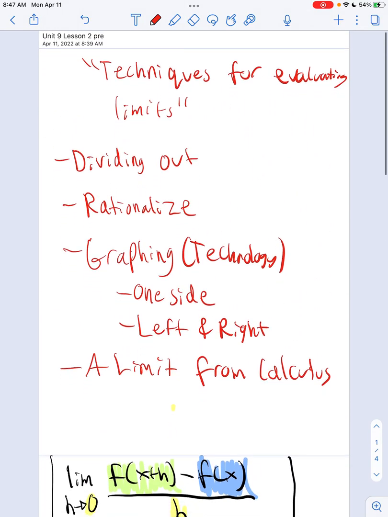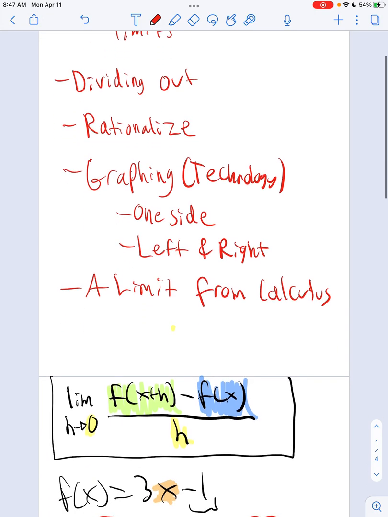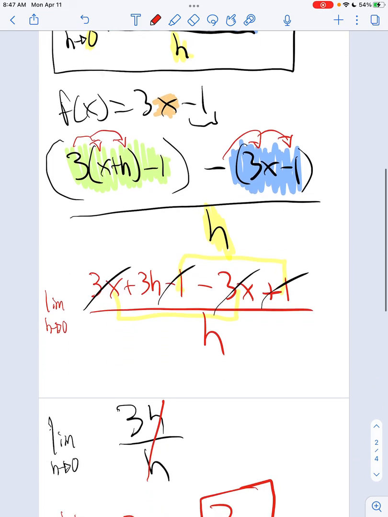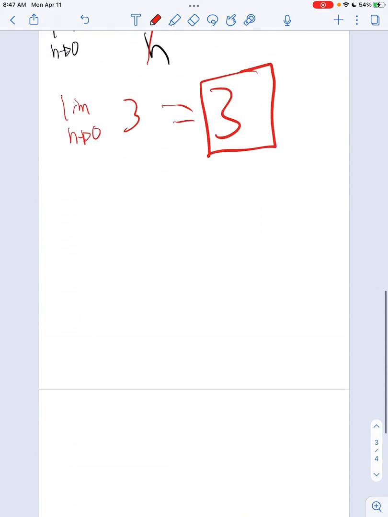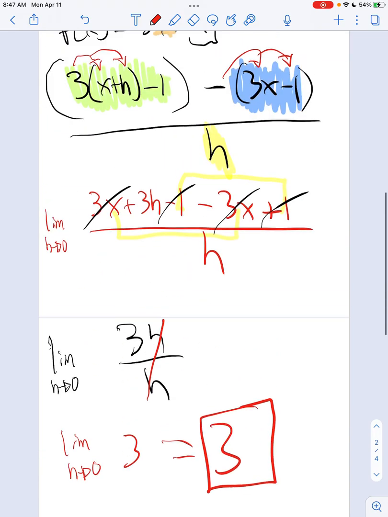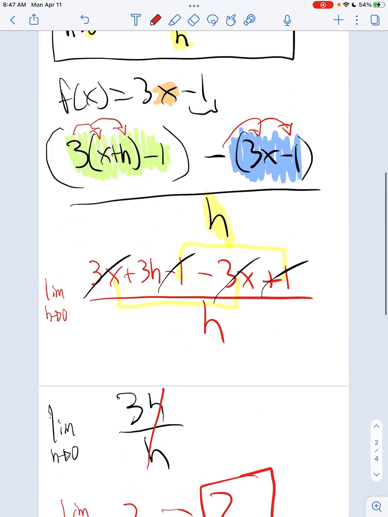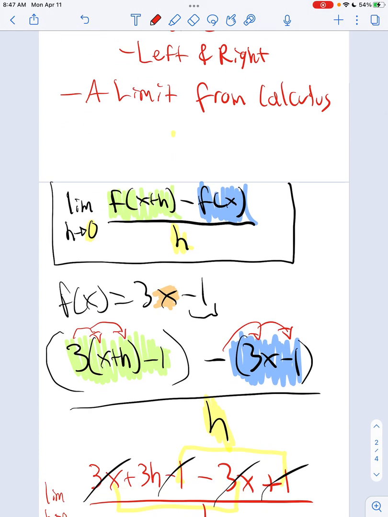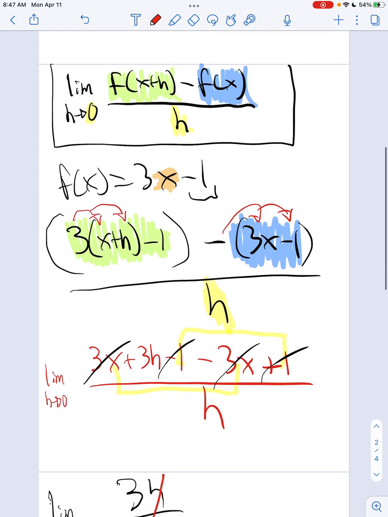All right, so that was a real quick review of some of the different techniques. In this case, we divided out, we used algebra. I could check my work. I could plug this into my calculator. I could graph it. And I could rationalize it if it had a square root sign potentially, or some type of denominator that equaled 0.